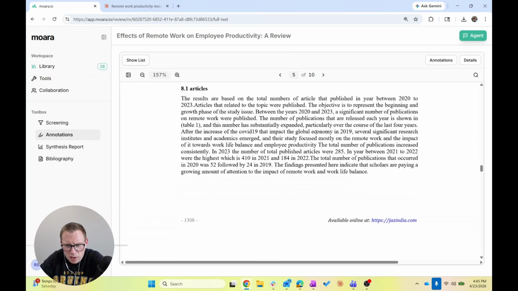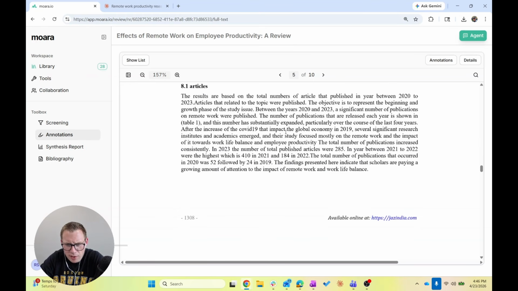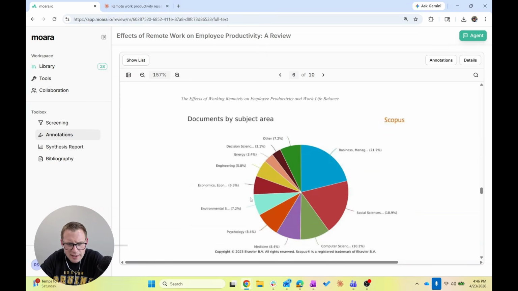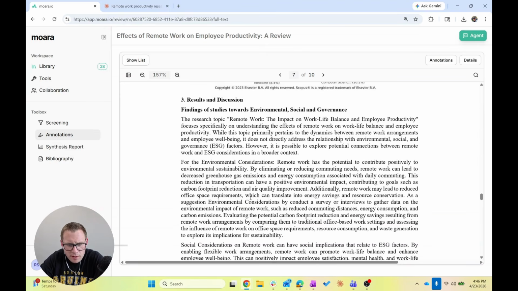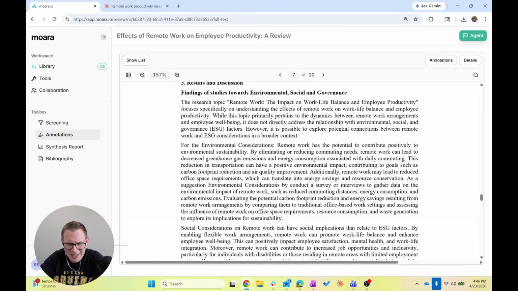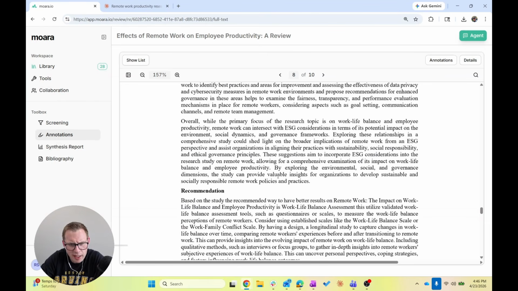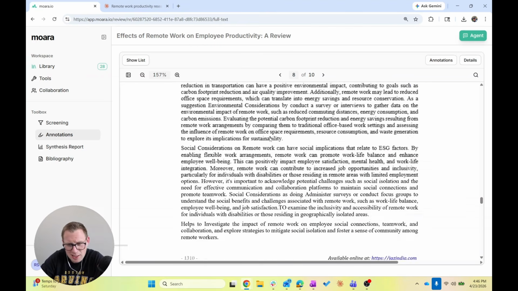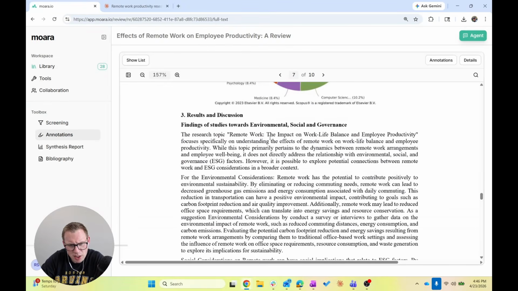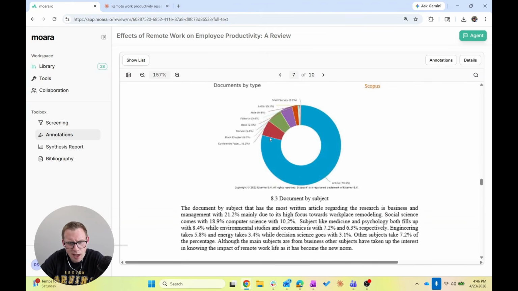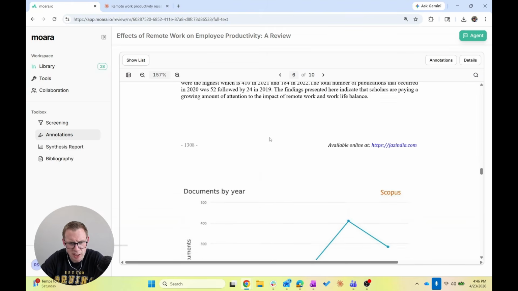Articles. The number of publications that are released each year is shown. Documents by year. This is not the data we're interested in. Directly address the relationship with ESG factors. That is not the focus of my study. Overall, while the primary focus of research topic is on work-life balance and employee, remote work can intersect with ESG considerations. Results in discussion. Okay, that is a pretty uninteresting discussion section in my view.